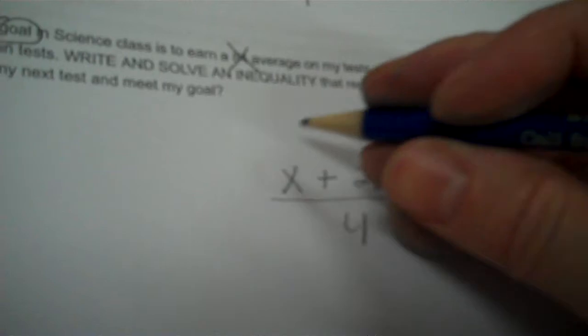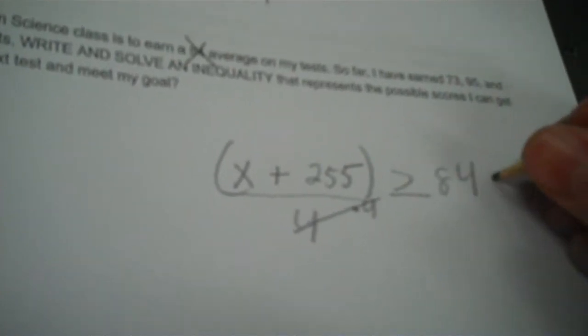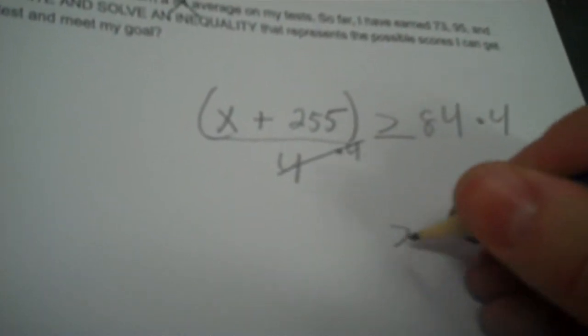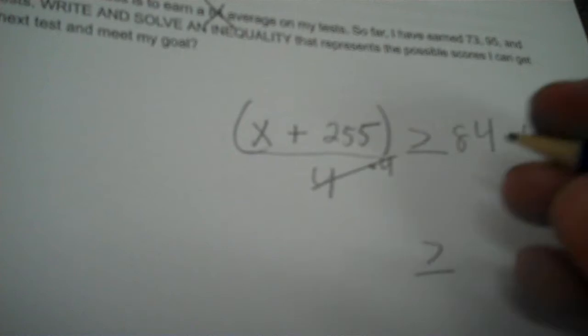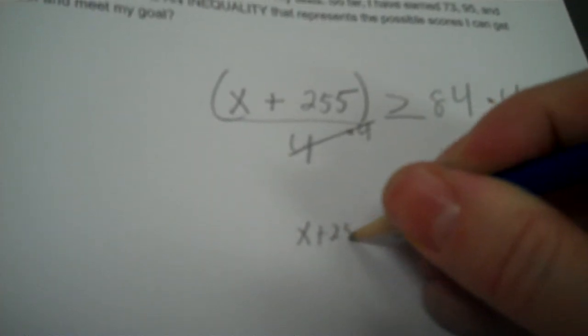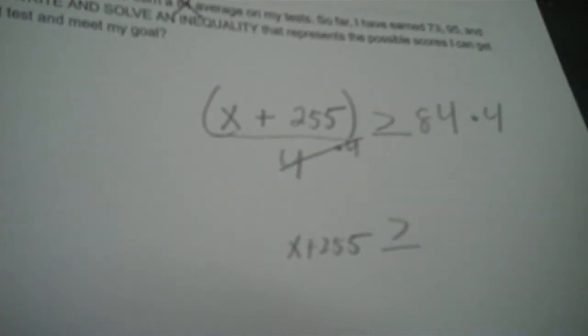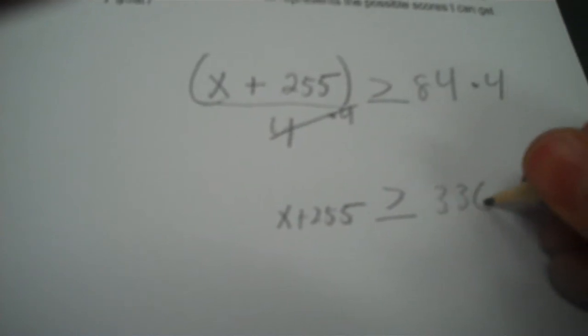Okay, now when I have a big fraction and there's an operation on top of it, I want to put that in parentheses, okay? Now I can't distribute the 4 because it's not here, it's underneath. So what's underneath I times 4 so it goes away, and then I times 4 on the other side. So x plus 255, I don't need the parentheses anymore. And then I got to figure out what 84 times 4 is. 336.